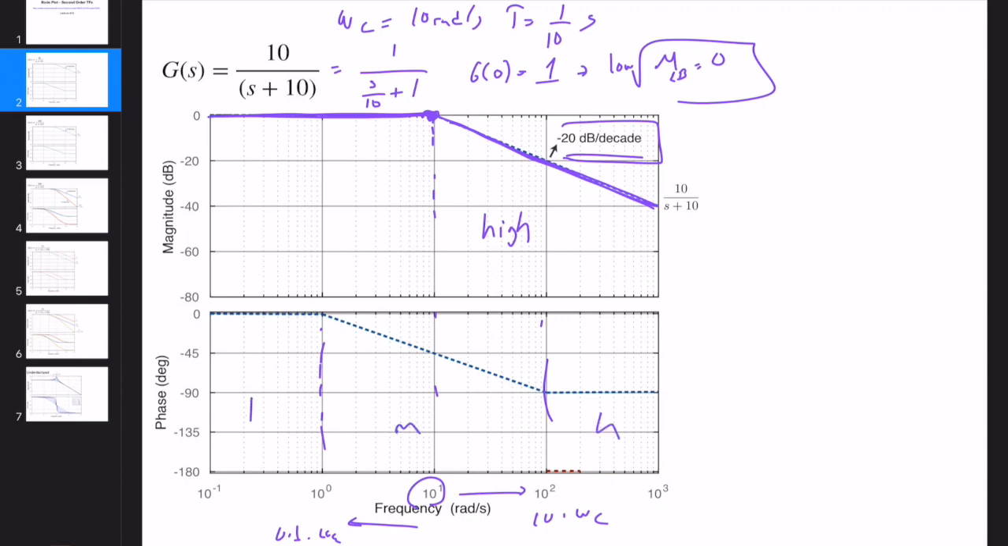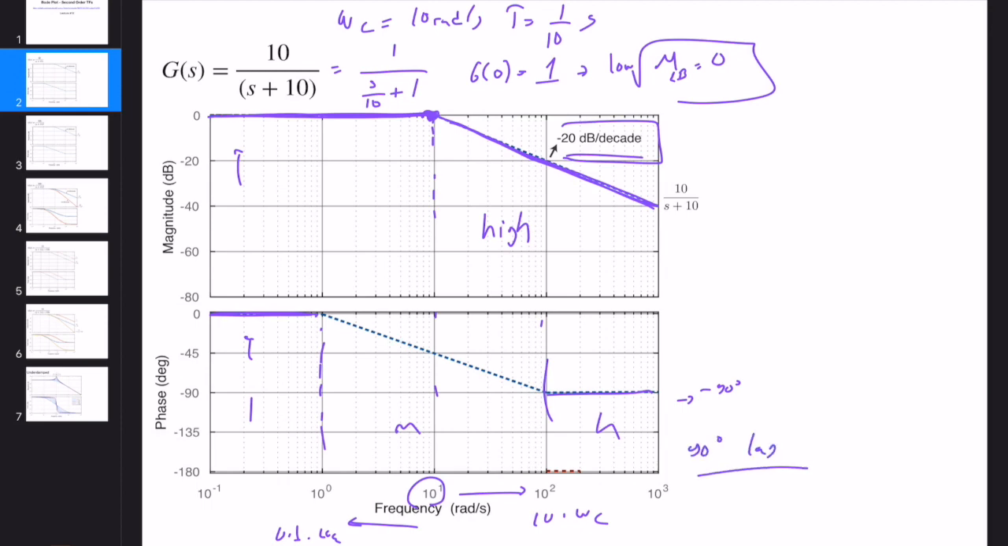In the low frequency region, we have constant 0-degree phase. And as you can see, this region is important because 0-degree phase and 0 dB gain means that the system acts like an all-pass filter, just passing everything until omega is approximately equal to the cutoff frequency. At high frequencies, it also shows a constant phase response, and here the phase is equal to minus 90 degrees, which means that the system has a phase lag of 90 degrees.